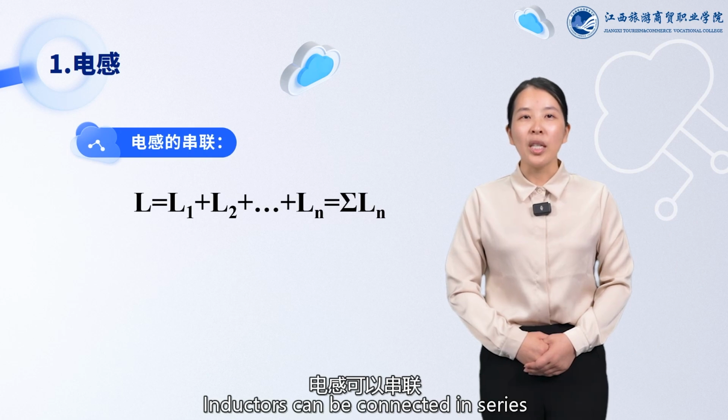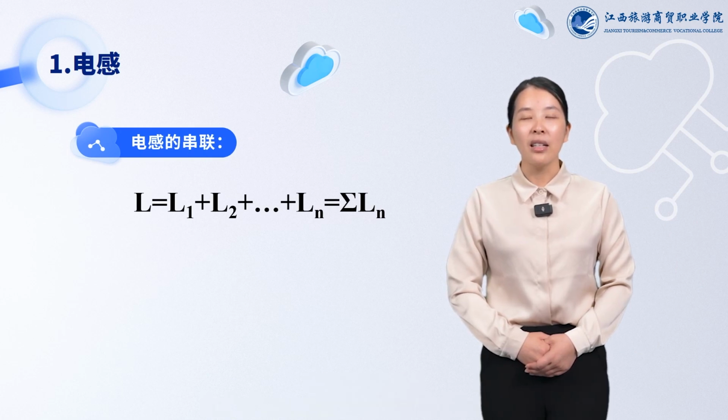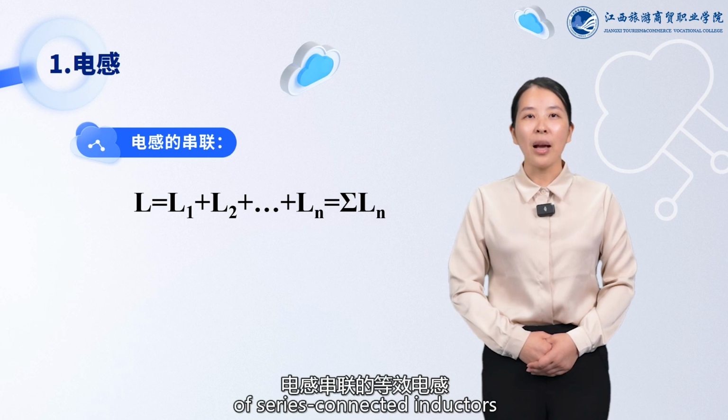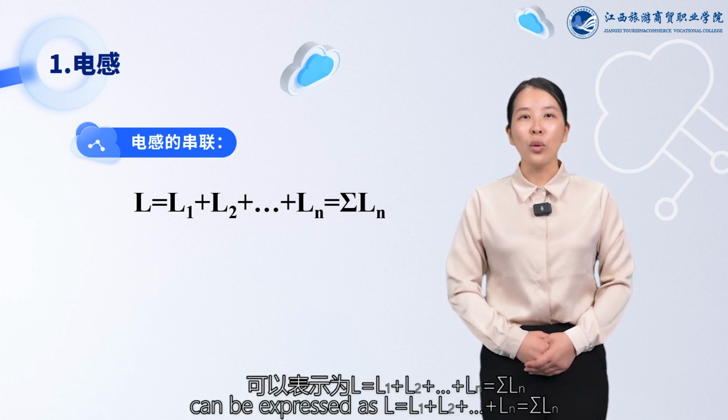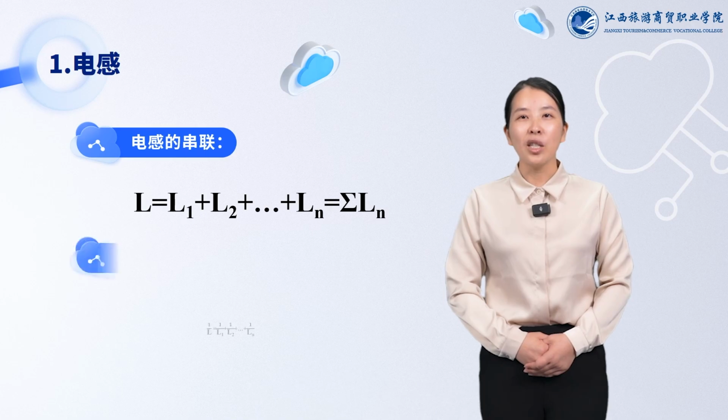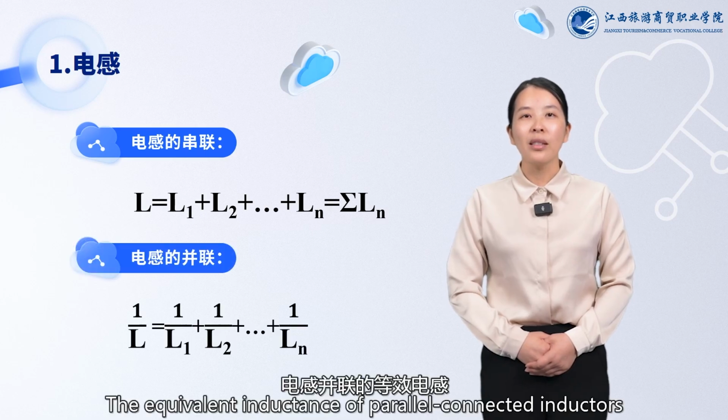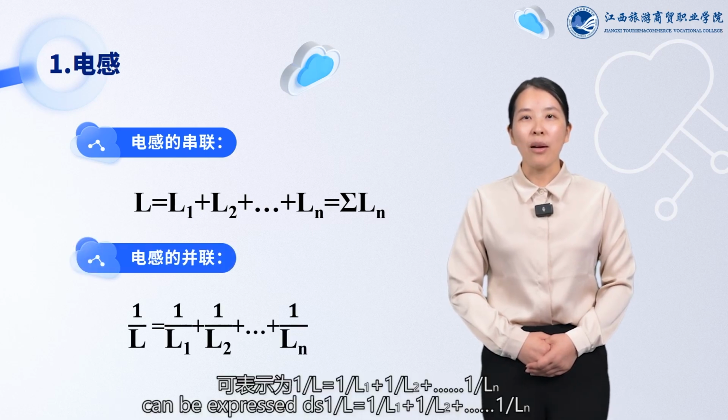Inductors can be connected in series or parallel. The equivalent inductance of series-connected inductors can be expressed as L equals L1 plus L2 plus ... plus Ln equals sigma Ln. The equivalent inductance of parallel-connected inductors can be expressed as 1 over L equals 1 over L1 plus 1 over L2 plus ... plus 1 over Ln.